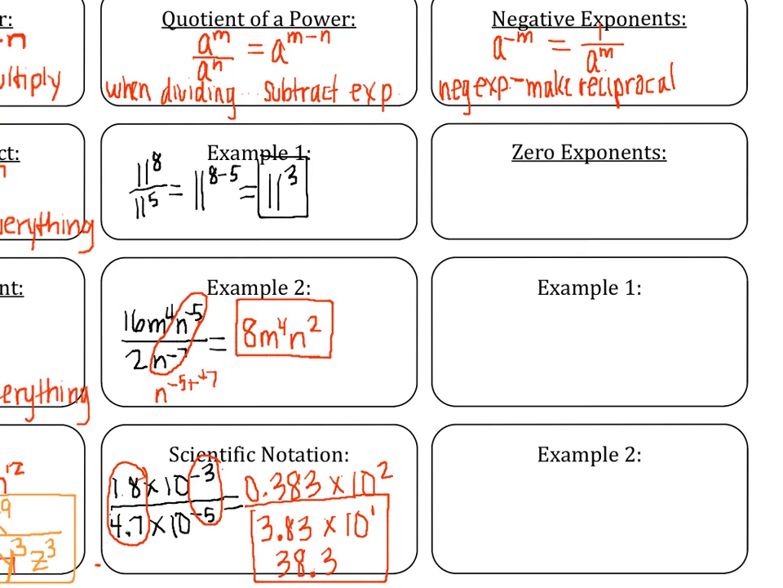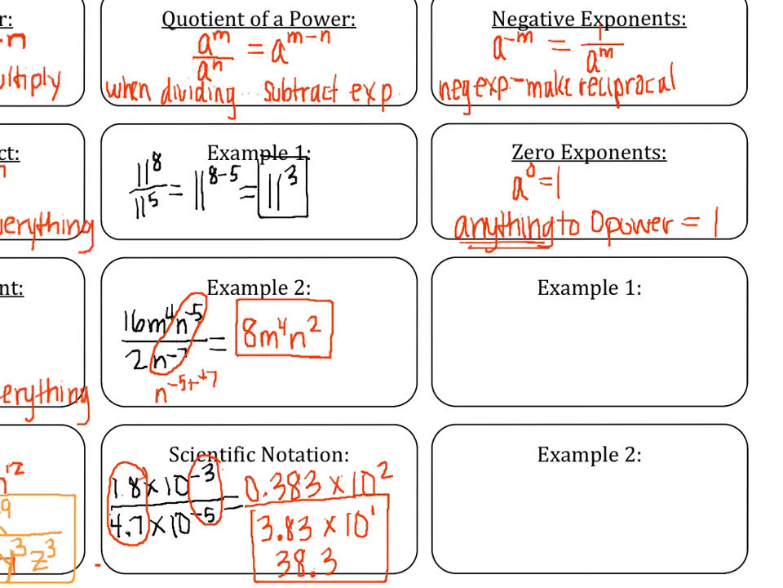The next one, 0 exponents, this is our simplest one. It says a to the 0th equals 1. So anything to the 0 power is 1. So anything at all to 0 power equals 1. Anything.